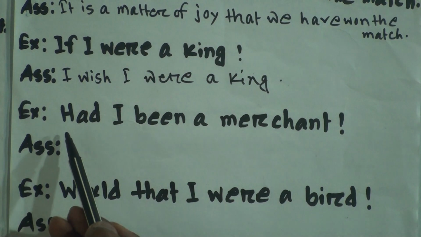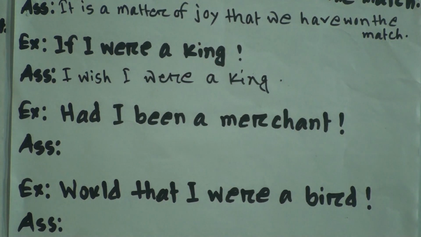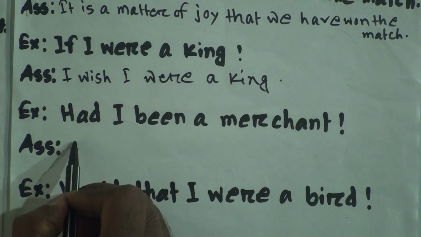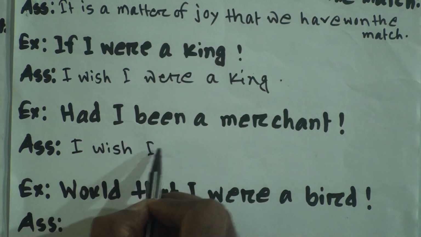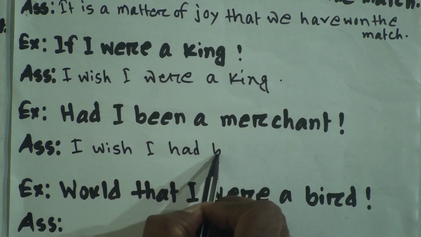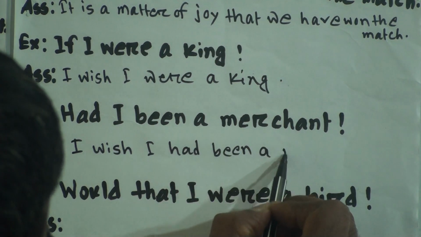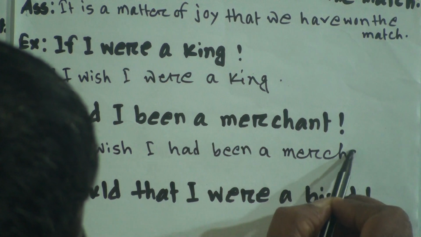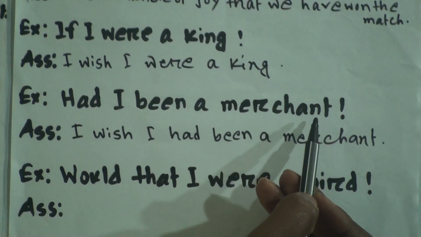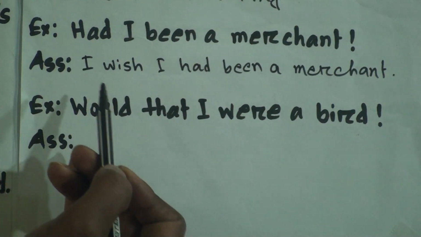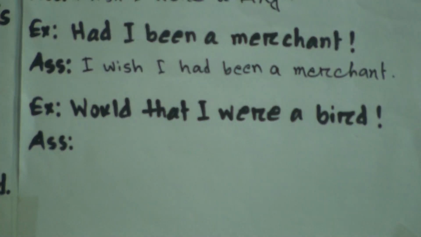Next, had I been a merchant. So look here, had I been a merchant. It is an exclamatory sentence, had I been a merchant. Okay, we write like this one: I wish I had been a merchant. Full stop. I am telling again. Had I been a merchant, this is an exclamatory sentence, and in assertive we have written I wish I had been a merchant. Okay, merchant means businessman.